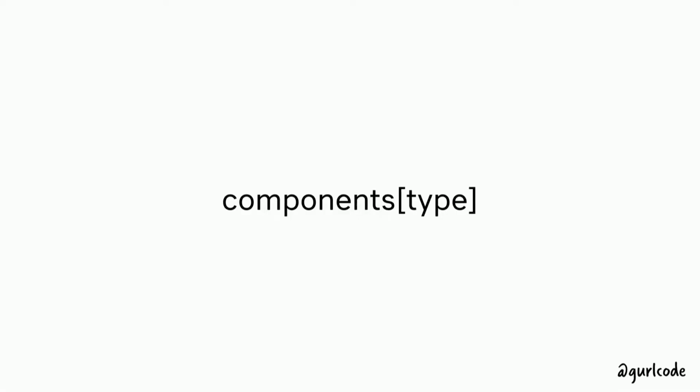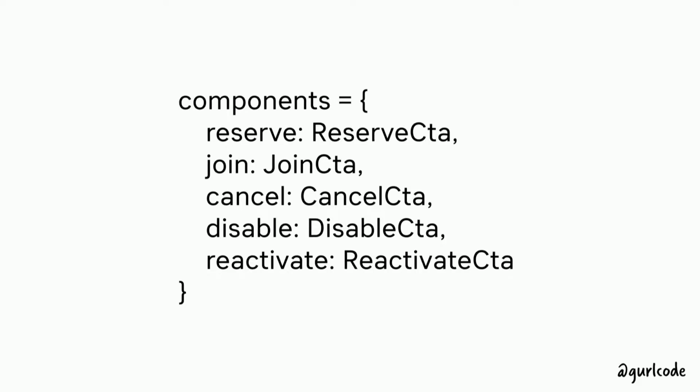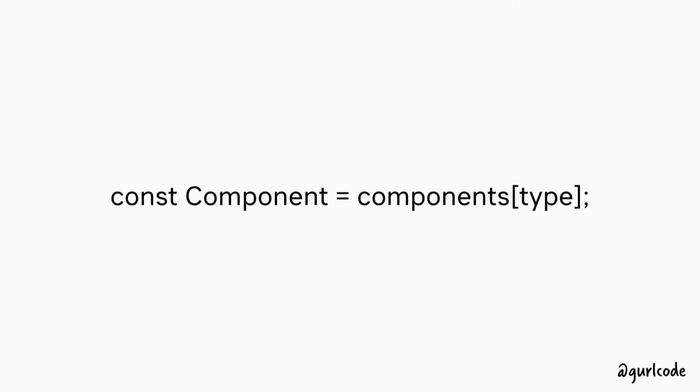And this reminds me a lot of requesting a key from an object. So let's use that pattern. We can create an object with keys and values that correspond to the types and their components. And now we'll use the type prop to grab the correct component to render. Now, if you're wondering why I'm assigning this to a component with a capital C, React allows you to dynamically render components, but the component needs to be capitalized.